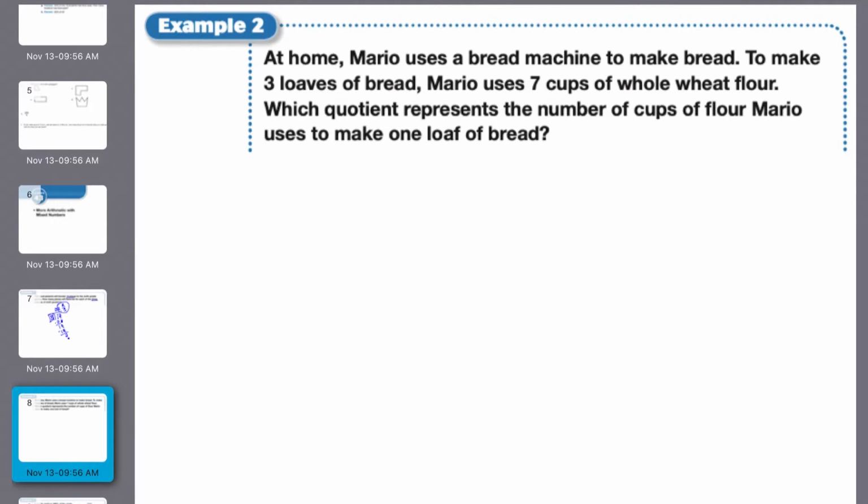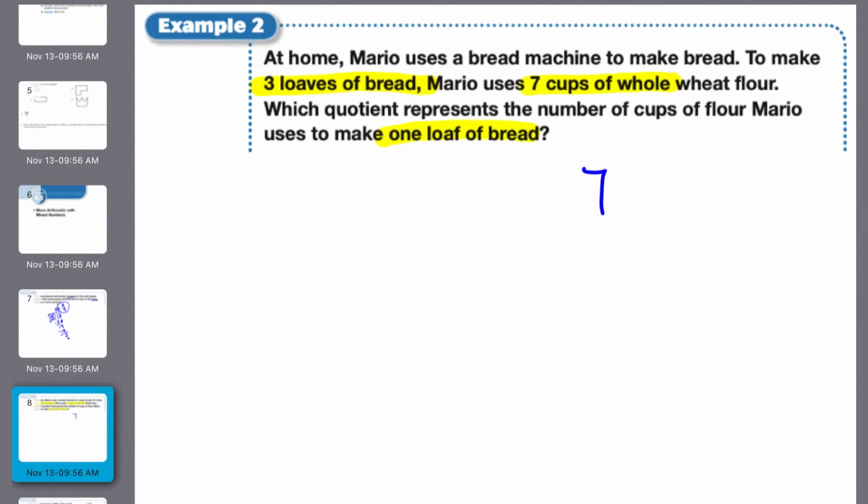Next example, at home, Mario uses a bread machine to make bread. To make 3 loaves of bread, Mario uses 7 cups of whole wheat flour. Which quotient represents the number of cups of flour Mario uses to make 1 loaf of bread? The information we know: 3 loaves of bread is what he's going to make, and he uses 7 cups of whole wheat flour. We want to find out how much flour he needs to make 1 loaf of bread.